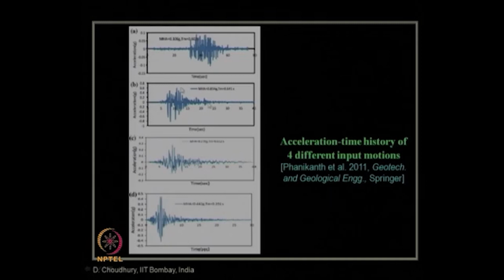So, once again, the pictorial representation of the acceleration versus time history of the input motion. The first one is for the Bhuj motion of the 2001 earthquake, then Loma Prieta, this is Loma Gilroy, and this is for Kobe.